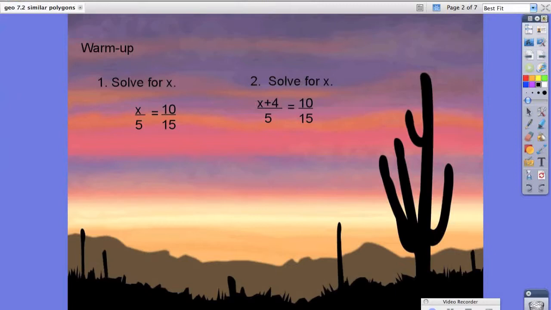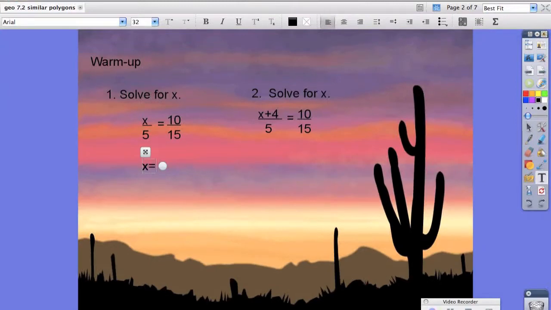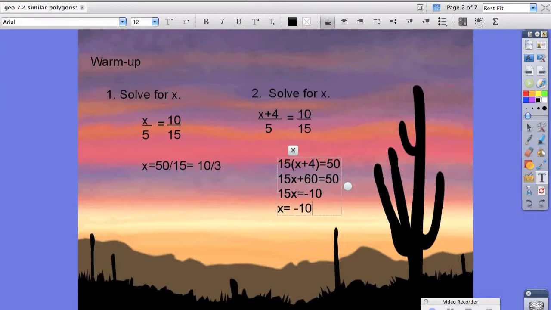If you did this right, x should have turned out to be 50 divided by 15, or 10 thirds. Number two, when you take the cross product, you would have gotten 15 times the quantity x plus 4 equals 50. That would have been 15x plus 60 equals 50. We would have gotten 15x equals negative 10, and x equals negative 10 fifteenths, or negative 2 thirds.